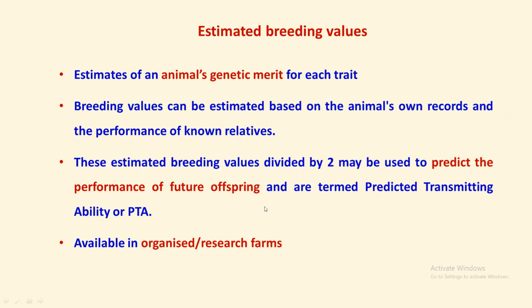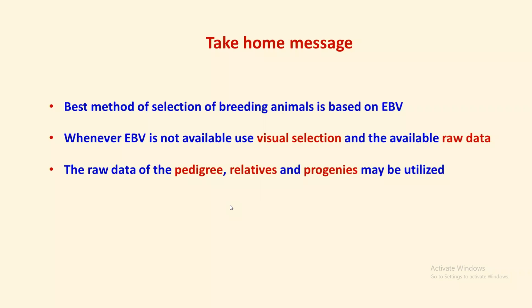So heritability, repeatability, all that data, large herd size, repetitive measurement, and after getting all the data, you need software called ASREML. There are so many software packages; I'm mentioning one. Using all those software packages, you are estimating this EBV, or estimated breeding value. At last, what we can conclude is, the best method of selection of breeding animals is no doubt the estimated breeding value. But whenever estimated breeding value is not available, we can use visual selection and the available raw data.